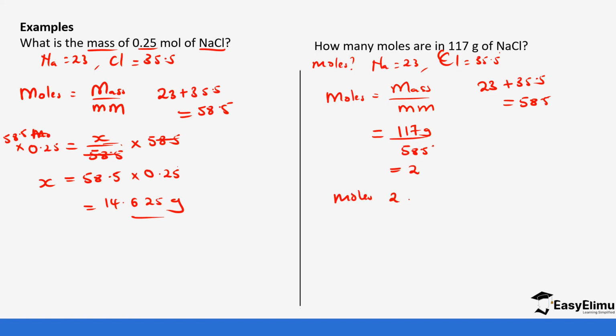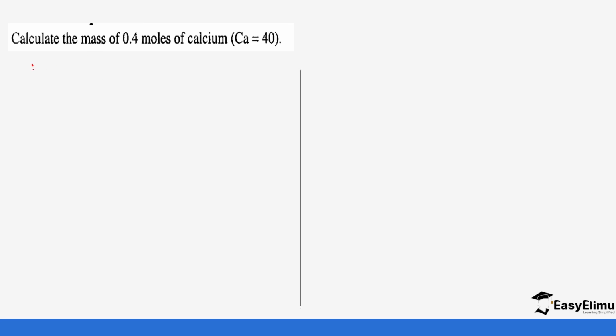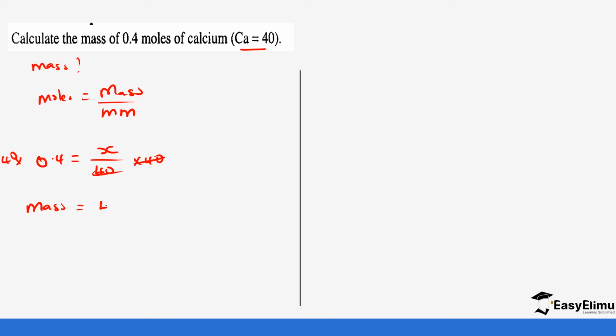So next, let's do more questions. Calculate the mass, we are looking for the mass this time round, of 0.4 moles of calcium. We've been given the atomic mass of calcium is 40. So it's going to be moles is equal to mass over molecular mass. Let's input what we have. So we have 0.4 moles is equal to mass, which we do not know, over molecular mass, which is 40. We multiply by 40. So mass is going to be 40 times 0.4, which gives us 16 grams.